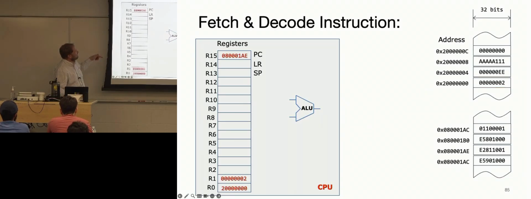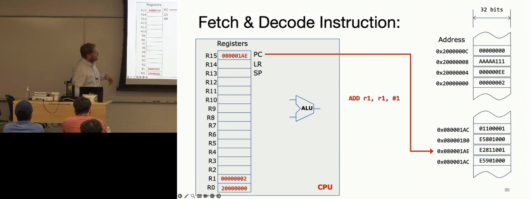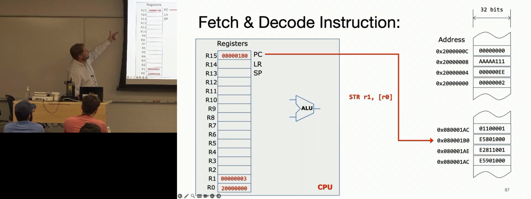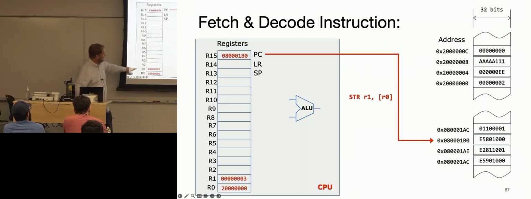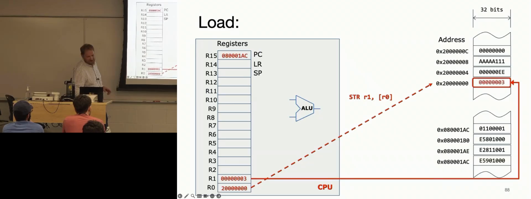Then the program counter increments to the next instruction, which happens to be add R1 to 1, or add 1 to R1. Our ALU takes the 1 and increments the value. Then the program counter increases by 4, again assuming these are 32-bit instructions. Next we get the store command. It says take the value in R1 and place it in the address defined by R0. Now we go out to memory and increment that value. So that's how all those things link together.